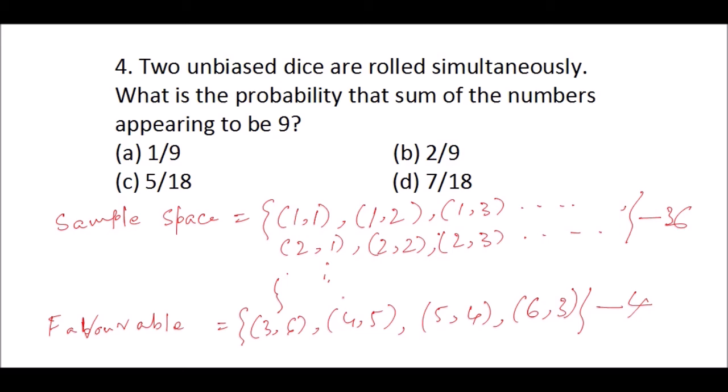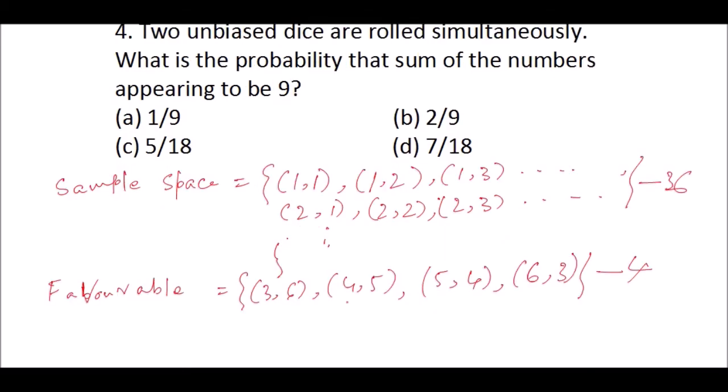Therefore, our required probability is the total favorable outcomes divided by the total number of elements in the sample space. Therefore, 1 by 9 is our required probability. Therefore, option A is the correct option.